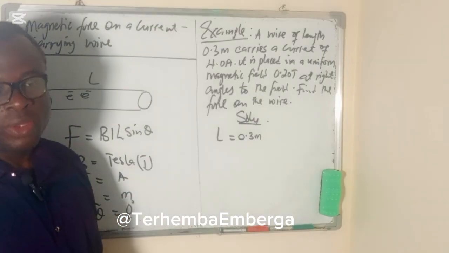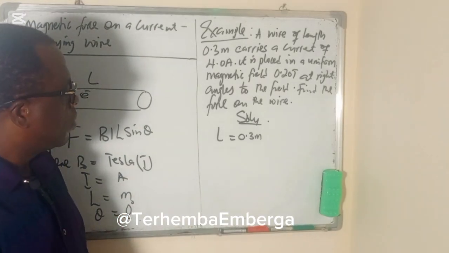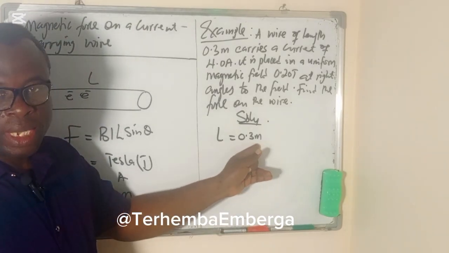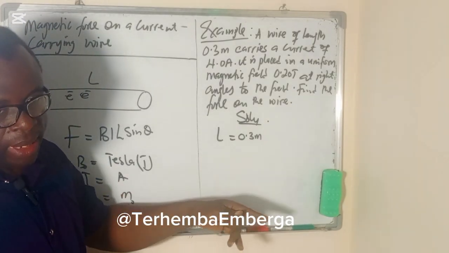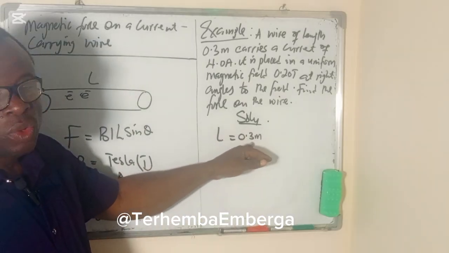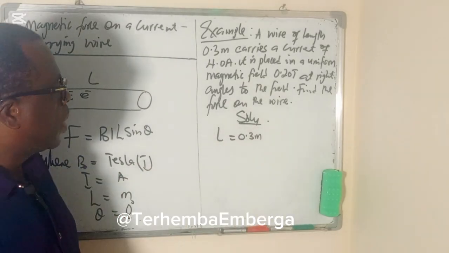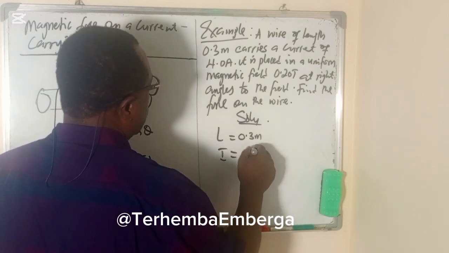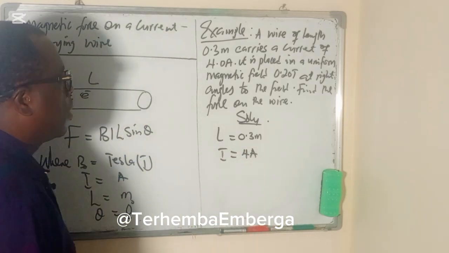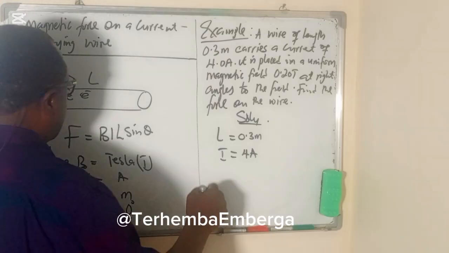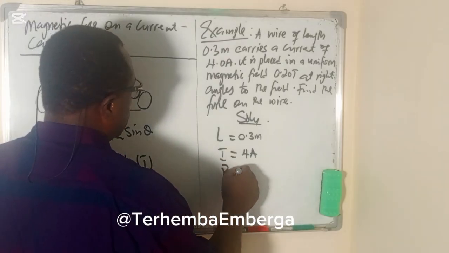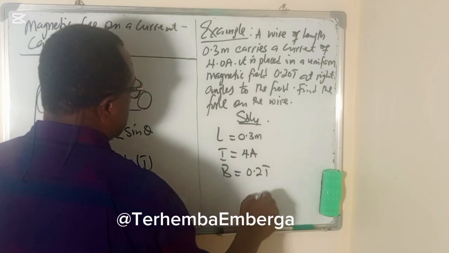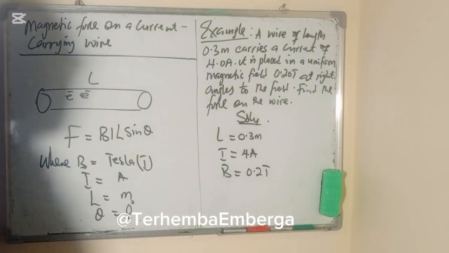Always check if the units given are in SI unit. Sometimes this will be given in cm or millimeters. You need to change to the SI unit. The I is given as 4 ampere. The magnetic field strength or flux is given as 0.2 Tesla. Find the force.